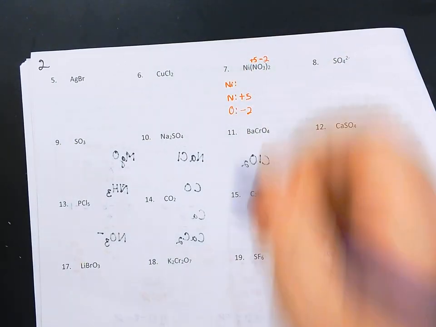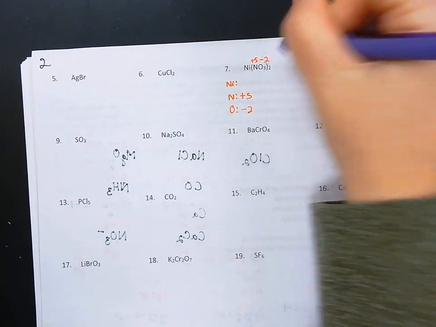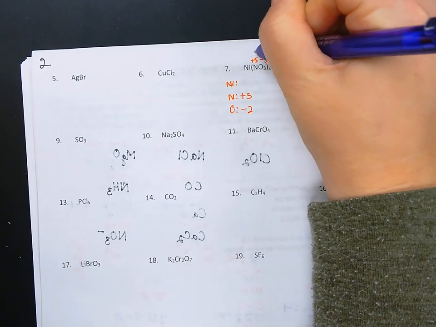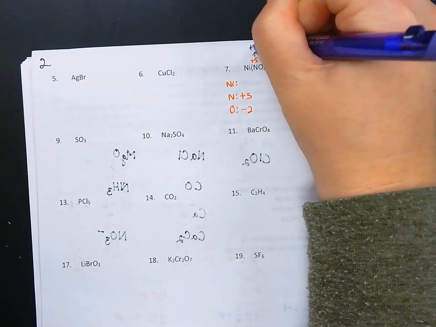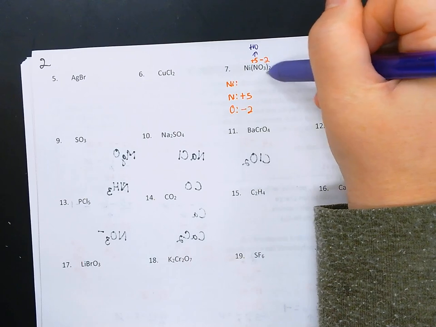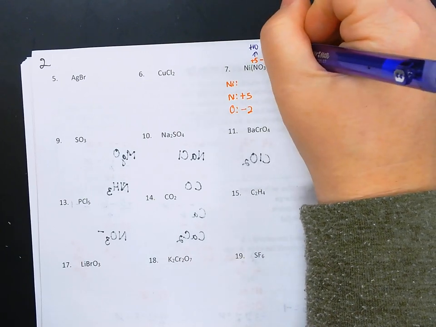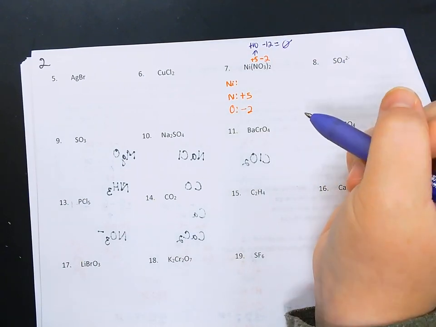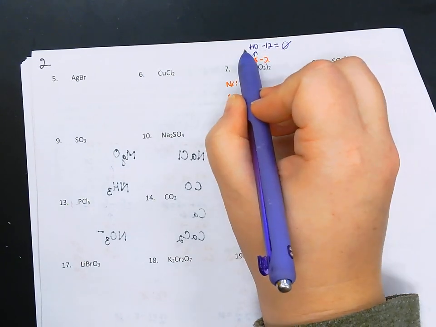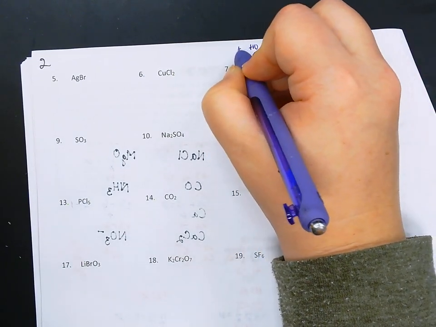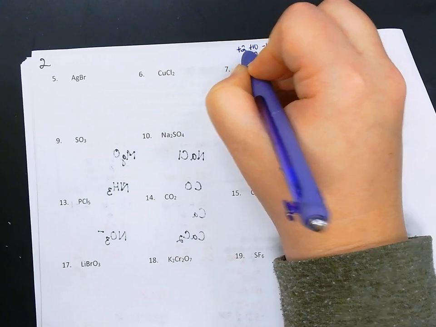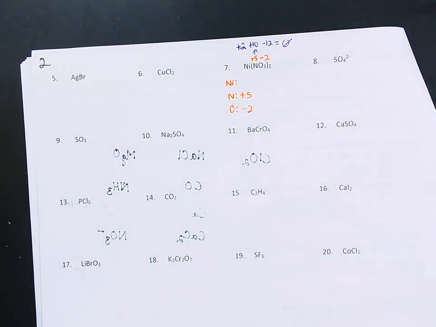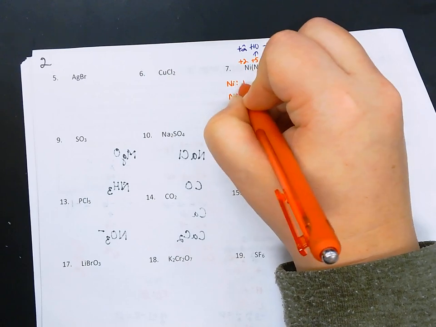Let's do some math. I've got 2 nitrogens because it multiplies through, so that gives me +10. I've got 6 oxygens. 6 times -2 is -12. This has to add up total to 0. So I've got -12, I need +12 to balance it out. So that would be a +2 charge for our nickel. So that gives me +2 here, +2 here.